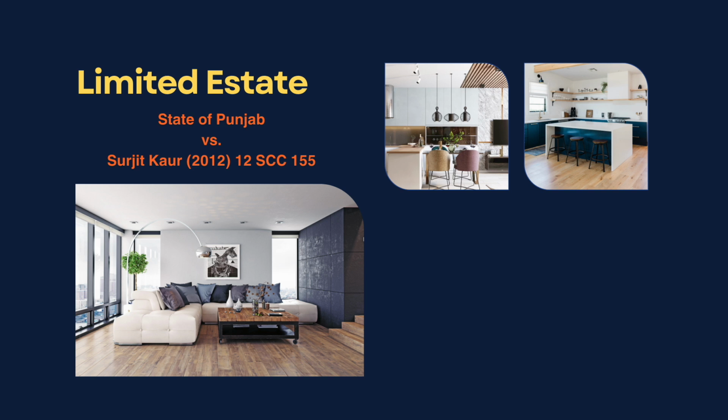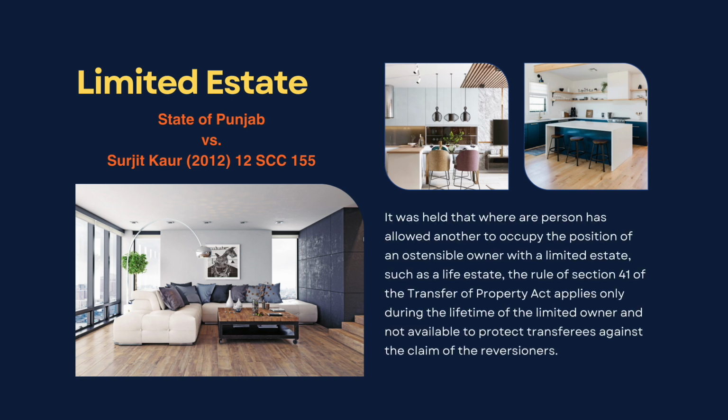In the case of State of Punjab versus Surjit Kaur, a 2012 decision, it was held that where a person has allowed another to occupy the position of an ostensible owner with a limited estate, such as, say, a life estate, the rule of Section 41 of the Transfer of Property Act applies, but only during the lifetime of the limited owner and is not available to protect the transferee against the claim of reversioners. Once a person ceases to be an ostensible owner, they cannot pass on a better title than the one they had.